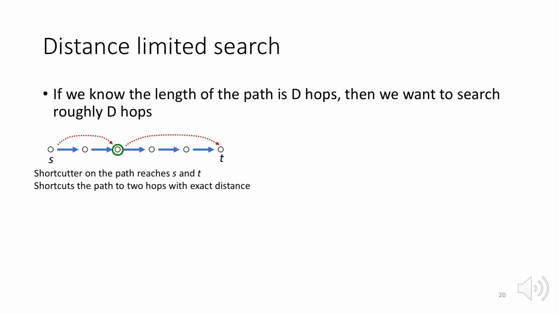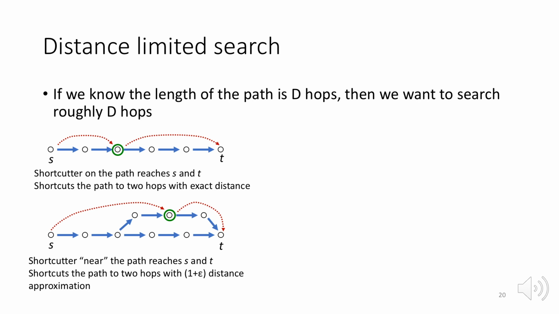For the distance limited search, if we know the length of the path is d hops, then we want to search roughly d hops. So here we'll consider a shortest path from S to T, and we'll look at what happens when different bridge nodes are shortcutters. So in the first case, the shortcutter is on the path, which is shown in the graph, and the shortcutter is circled in green. Since the length of the path is d and the search distance is d, the shortcutter reaches the ends of the path in a search. So here the shortcutter would add the edge from S to the shortcutter and the edge from the shortcutter to T, and so the path would be shortcutted to 2 hops with exact distance.